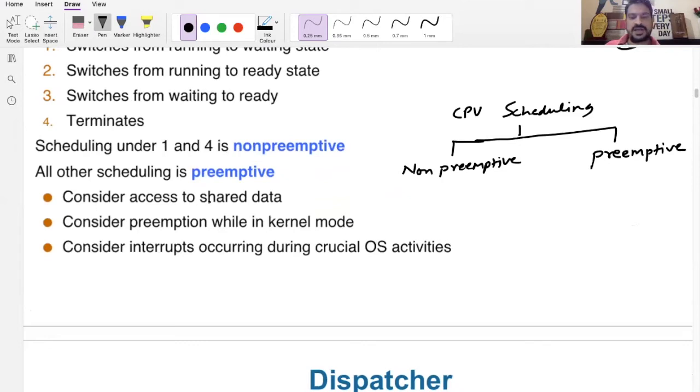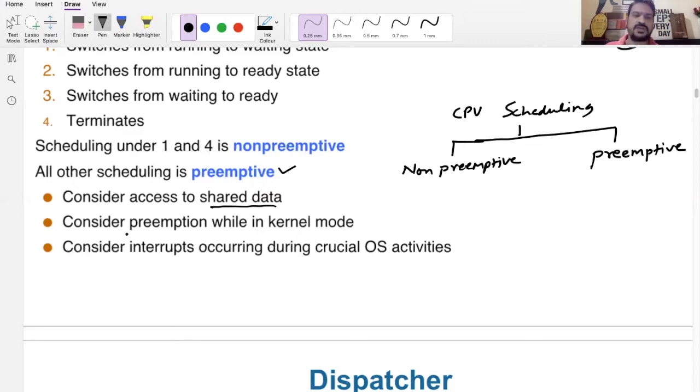Consider access to shared data. In preemptive scheduling, this is a scenario: two or more processes are using shared data. Maybe one process is running, then it is deallocated and put back into the ready queue, then a new process comes, and if shared data is involved, again it has to be deallocated in that way. So if shared data comes into the picture, we have to do preemption.